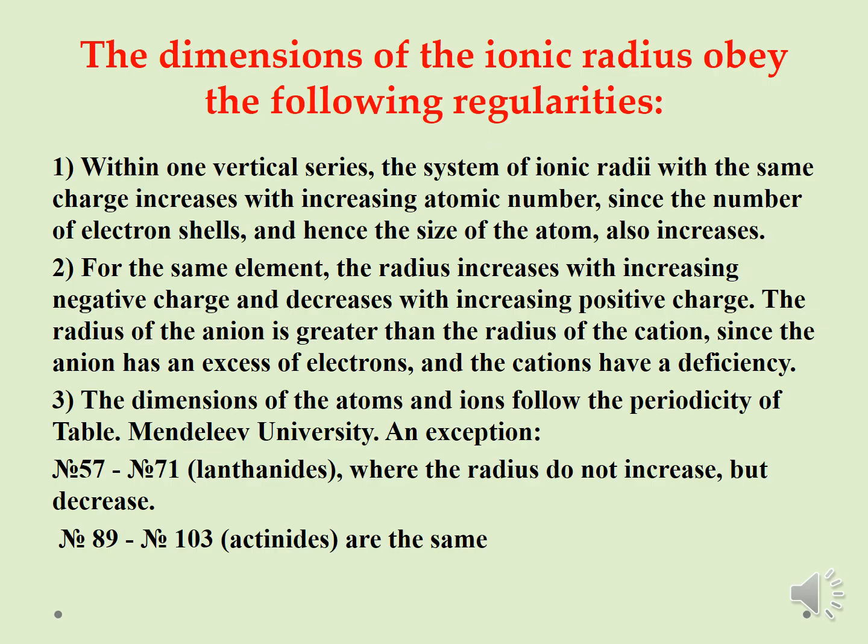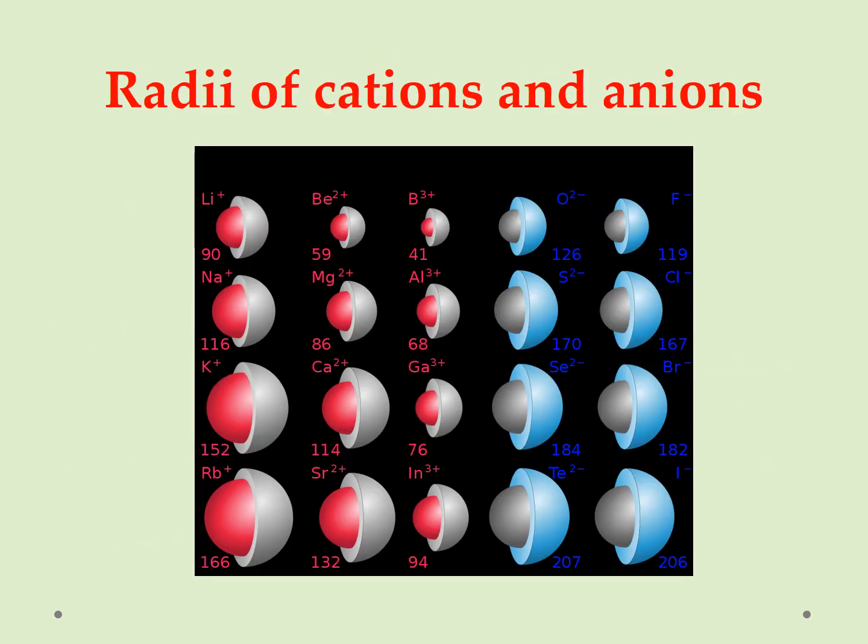The dimensions of the ionic radius obey the following regularities. First, within one vertical series, the radius of ions with an identical charge increases with increasing atomic number. You can see here a little radius, a big radius. For the same element, the radius increases with the negative charge and decreases with increasing positive charge.